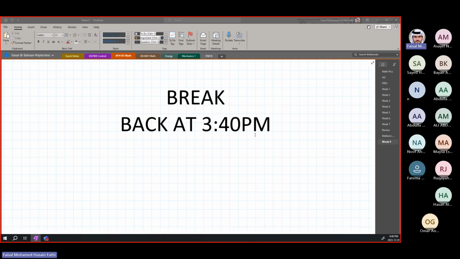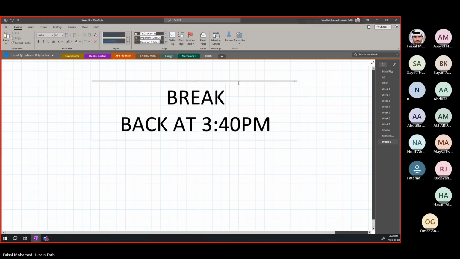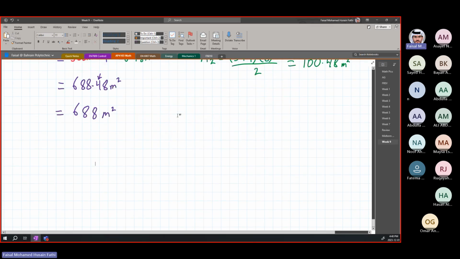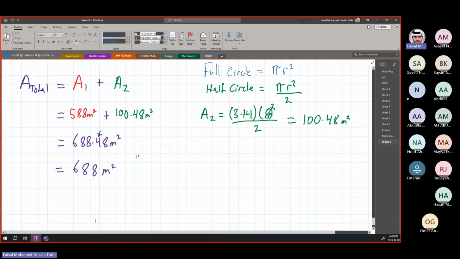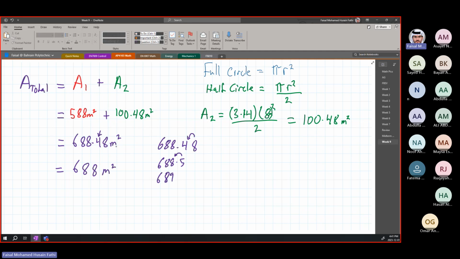Okay, let us continue. Someone just pointed out to me that in the solutions here what they did is they rounded twice. So basically they rounded the 688.48. They first rounded it to 688.5, and then they rounded again, so it became 689 meters squared.